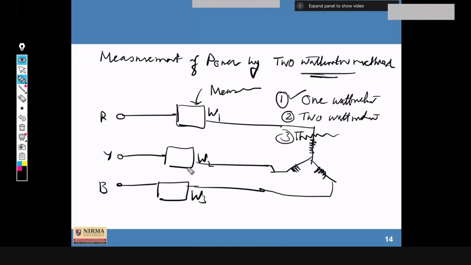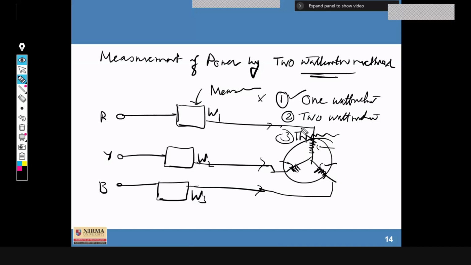Very simple. But in certain cases, this method would not be feasible. If the load is not balanced, if the star is not balanced, or these 3 different phases have a different amount of current flowing through them, then this method would not be okay for balance. Right?